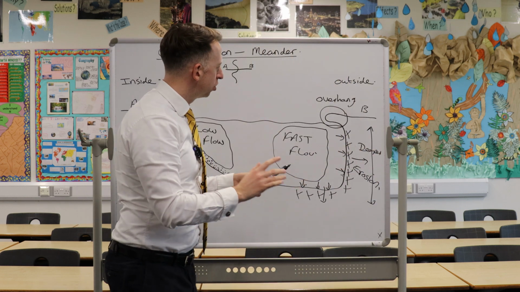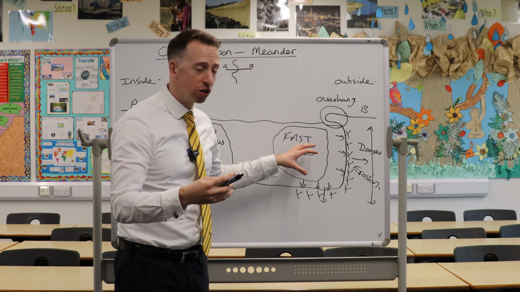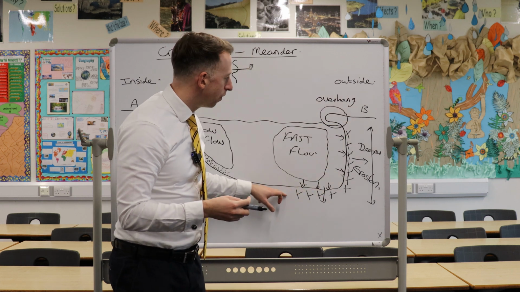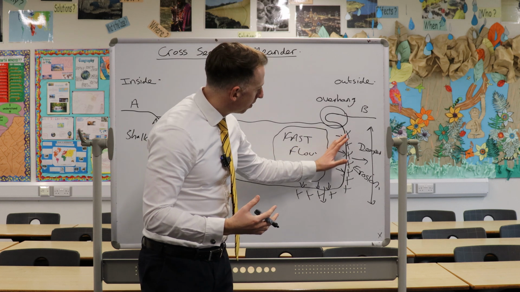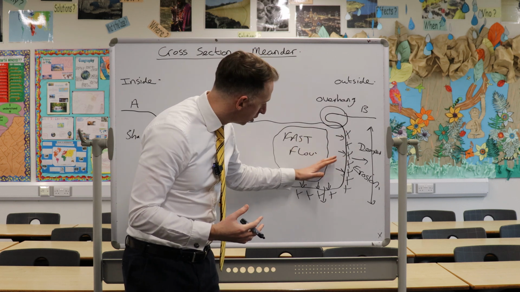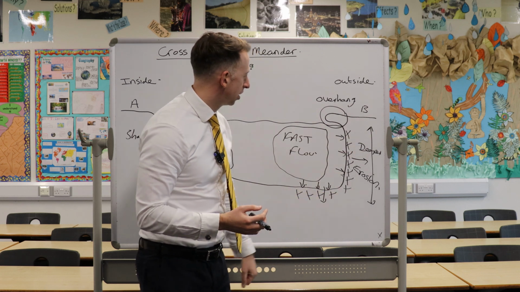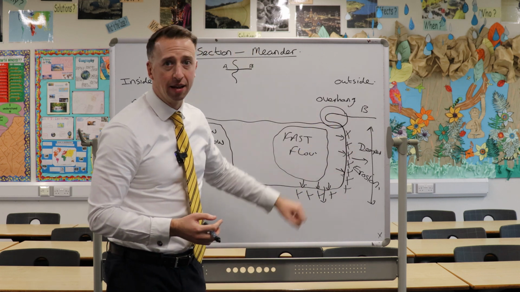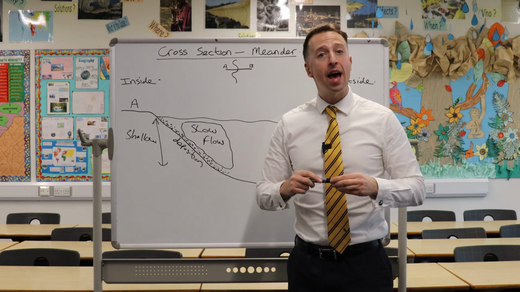If you move across to point B, the flow is greater, higher velocity, leading to higher rates of erosion, hydraulic action and abrasion. And this makes this side much deeper because it's pushing the river channel to the side and vertically. We also get an overhang there. So there you are, there's a cross-section of a meander.